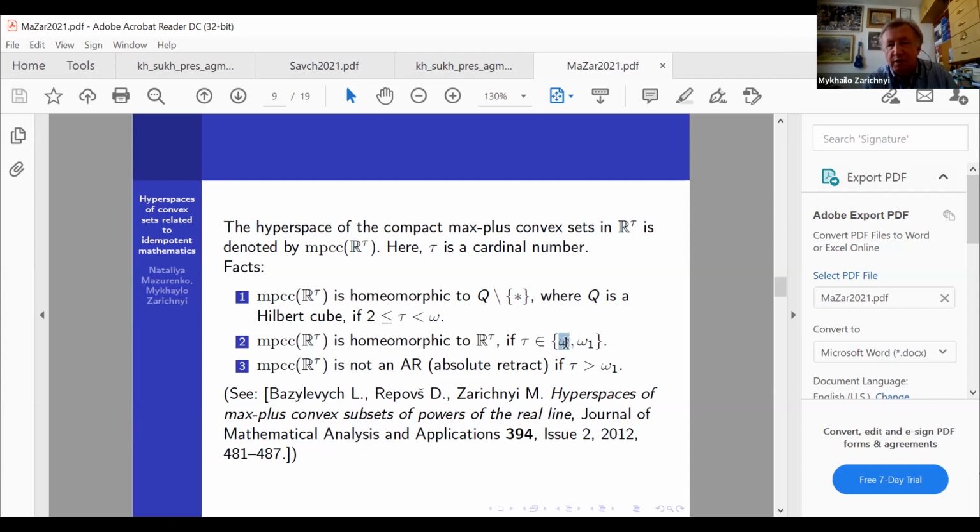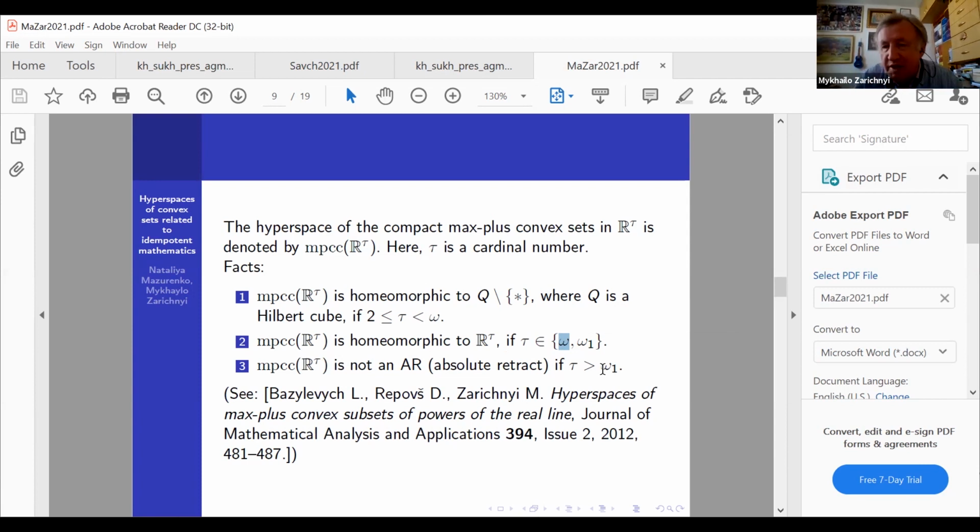First one, when this is the countable power. And the next, when we have the power omega-1, the first uncountable cardinal. And it turns out that after that, nothing is known, so we cannot prove something like that because the space is not an absolute retract for larger values of the cardinal.